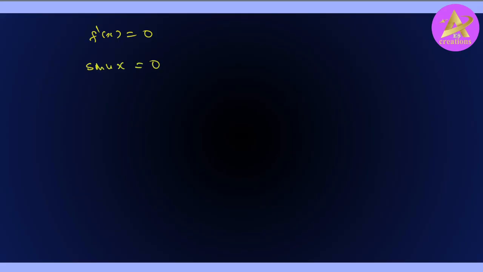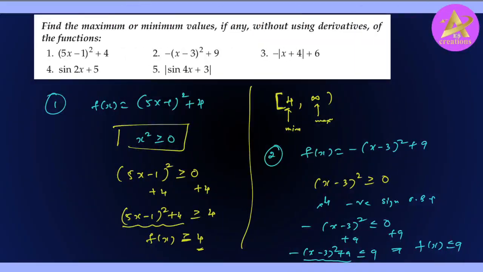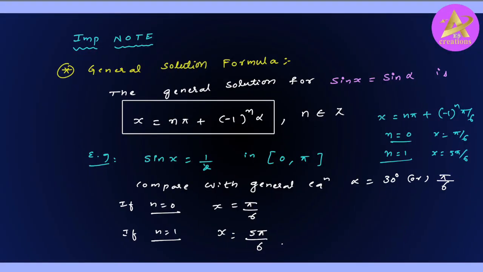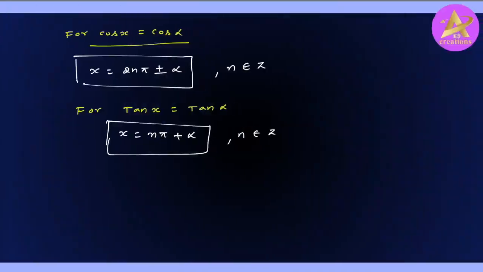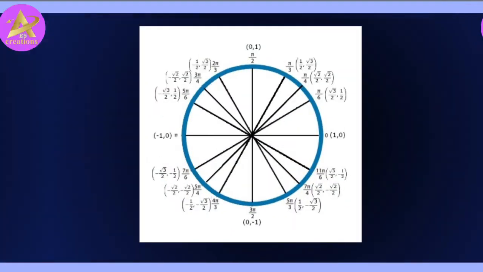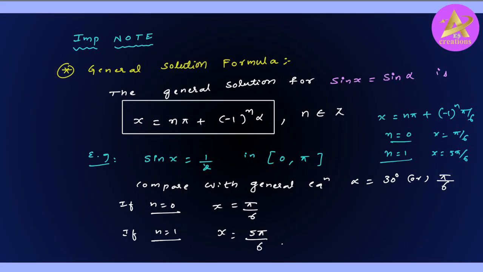Okay, sine 0 is 0, that is one point, and if you take sine pi, we get 0. That means sine theta equal to sine alpha here. If sine theta equals sine alpha, what is the value? The x values we get are n pi plus minus 1 power n into alpha, right? This is the general value for sine whenever it is given like this.